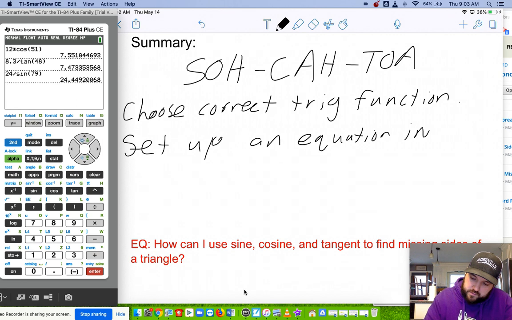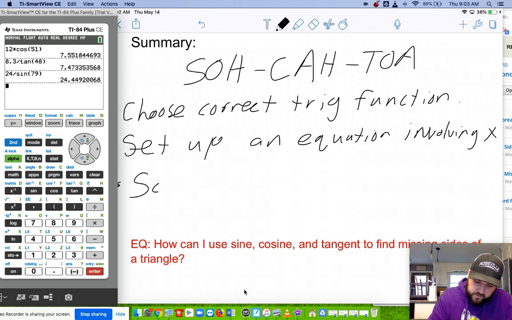involving x. I apologize for my horrid handwriting, but I'm getting old. It's not going to change now. And then finally, I need to solve for x. And that'll do it.